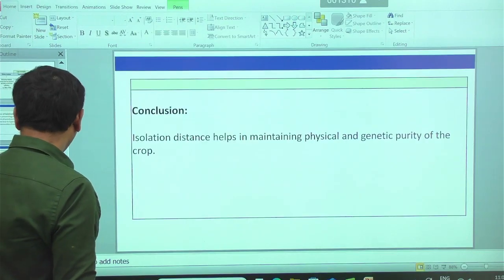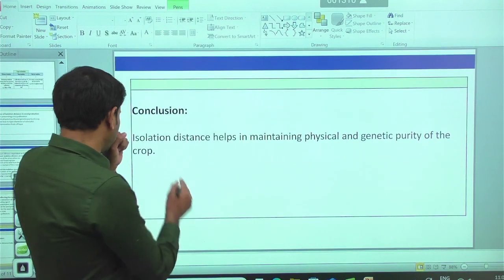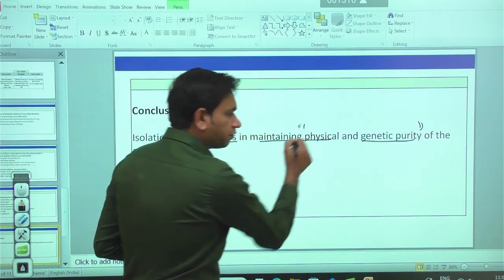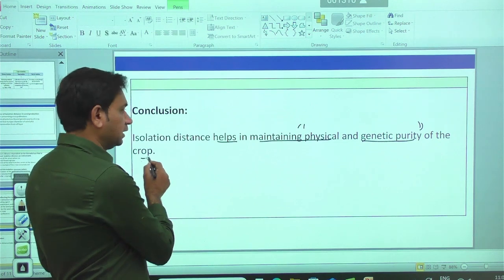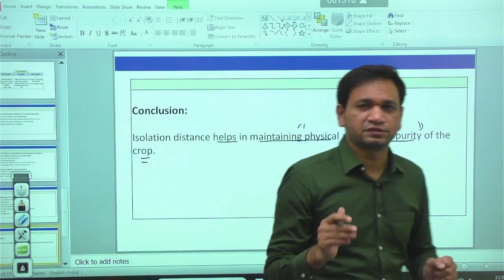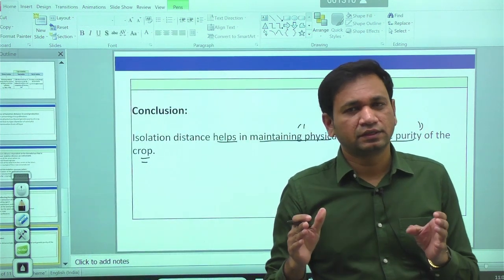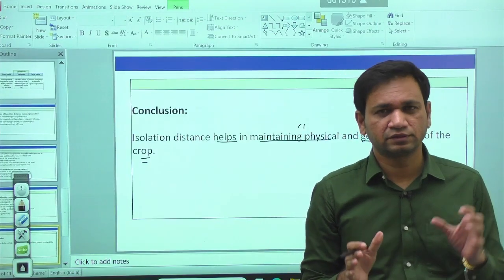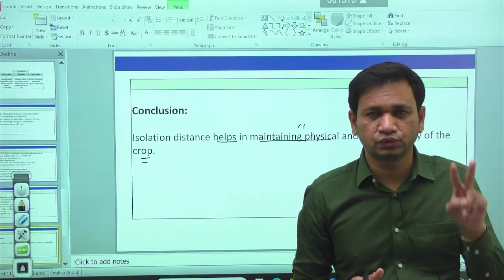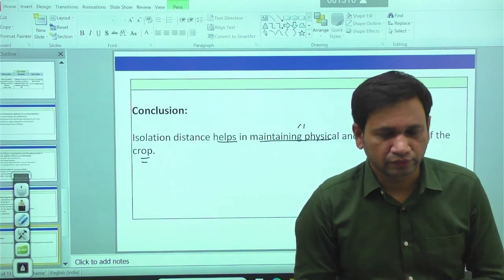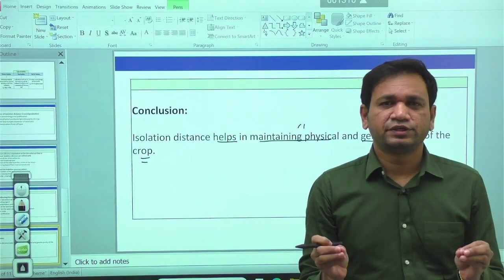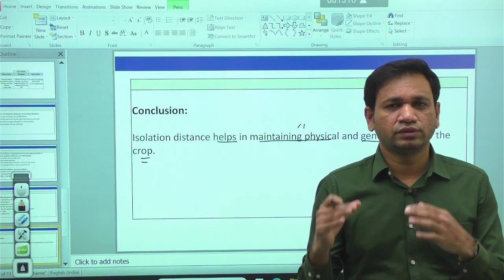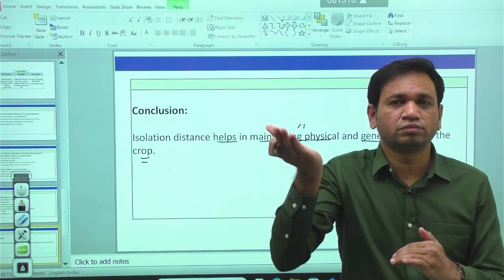If you follow this kind of isolation distance, it helps in maintaining physical and genetic purity of the given crop or seed. These are the few things we have in the case of isolation distance. Maximum we can expect 10 marks in the given topic, not more than that. In the old UPSC paper, they asked questions on isolation distance 2 times. The minimum distance is maintained between one field and another field, because our objective is to minimize contamination and maximize homogeneity in the seed lot.